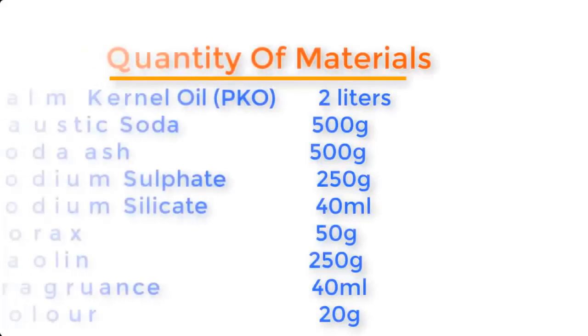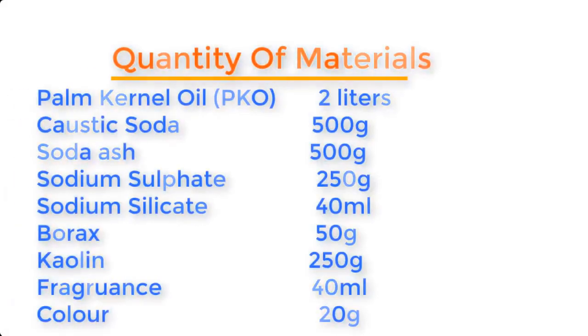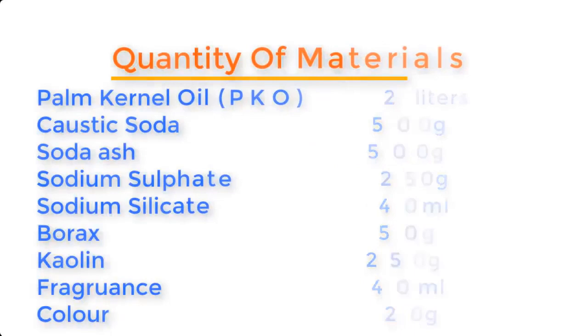Palm kernel oil, also known as PKO, 2 liters, caustic soda 500 gram, soda ash 500 gram, sodium sulfate 250 gram, sodium silicate 40 ml, borax 50 gram, kaolin 250 gram, fragrance 40 ml, and color 20 gram or 2 tablespoons. Now let me introduce you to the chemicals and equipment we will be using in this particular production.